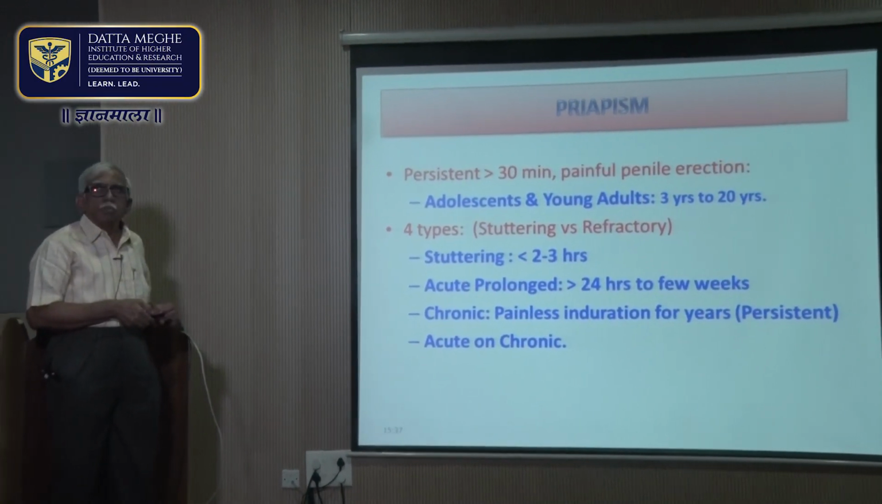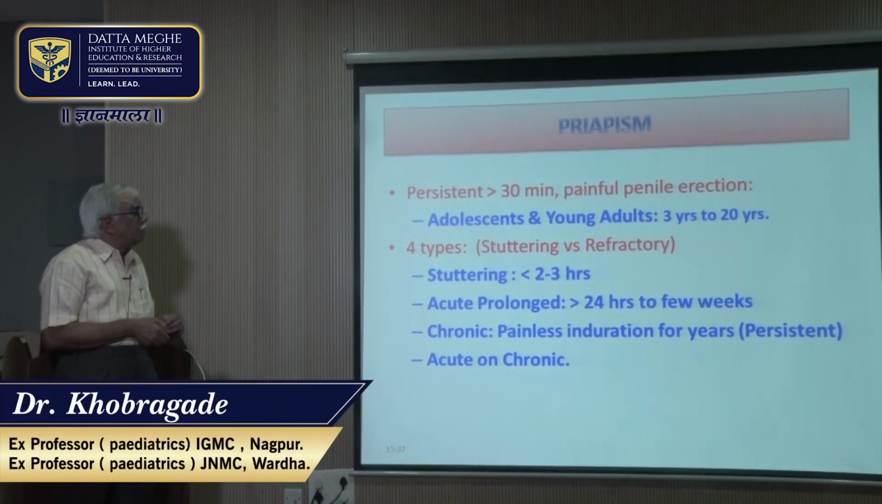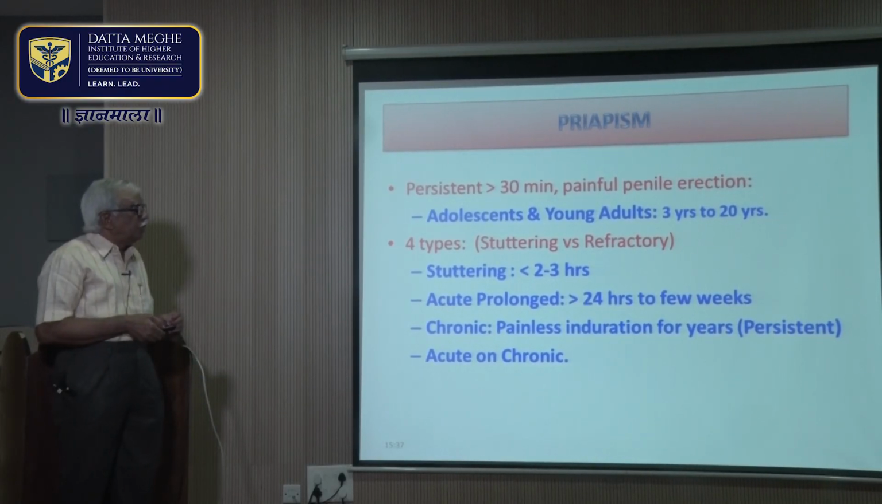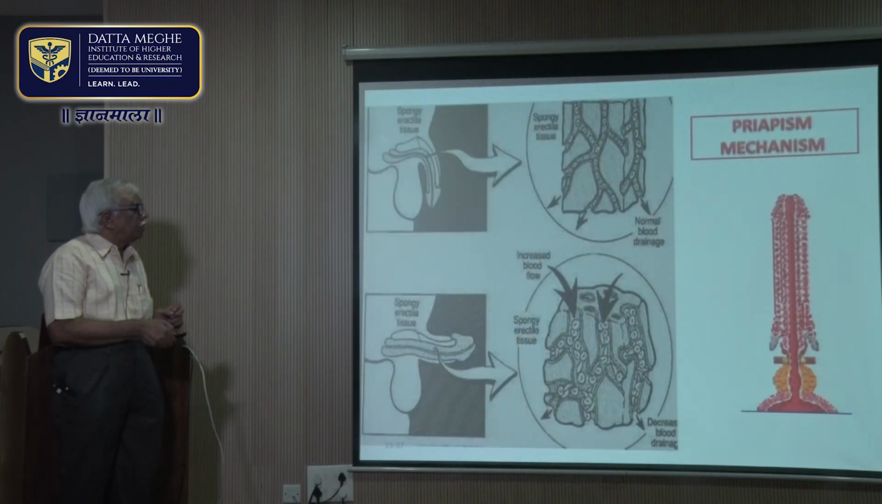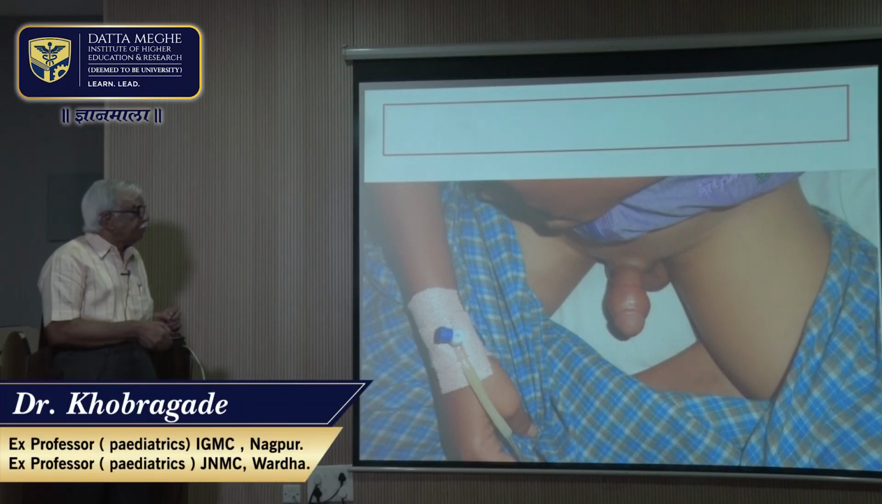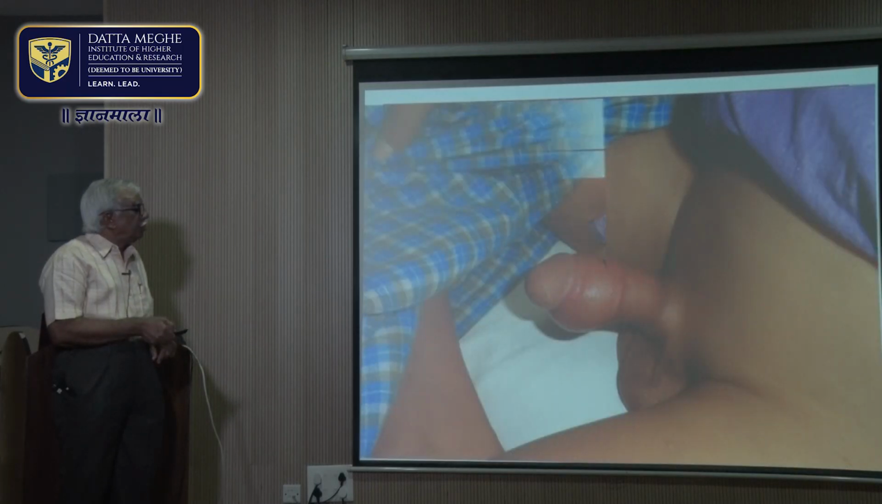Priapism: a persistent, more than 30 minutes, painful penile erection is referred to as priapism. Adolescents and young adults, 3 years to 20 years, four types are described, stuttering and refractory among them, but they are seen more often in adolescents, but we have come across one child who has this particular priapism, and of course he was managed with conservative treatment.